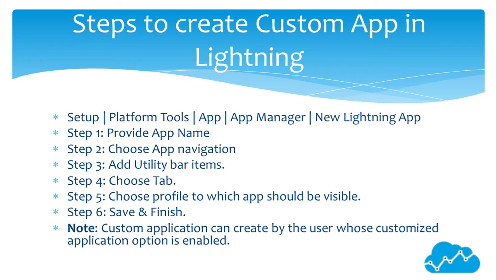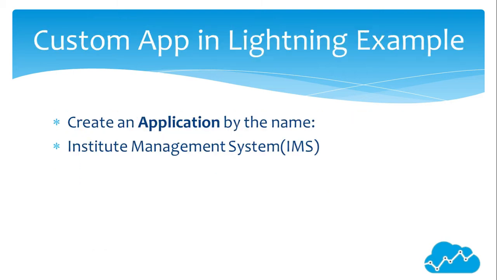Step 1, provide app name. Step 2, choose app navigation. Step 3, add utility bar items. Step 4, choose tab. Step 5, choose profile to which app should be visible. Step 6, save and finish. Note: custom application can be created by the user whose customize application option is enabled. Custom app in Lightning. Example: create an application by the name Institute Management System (IMS).